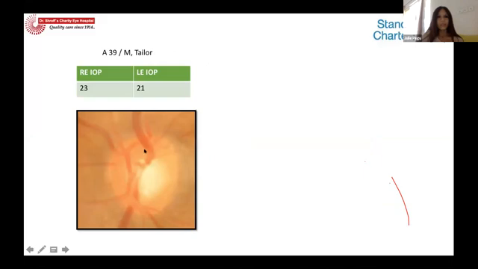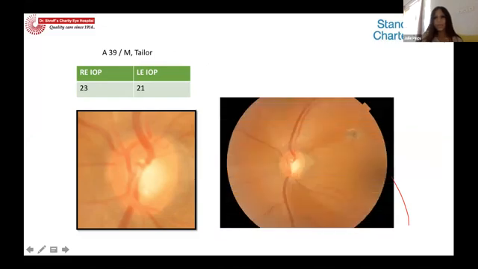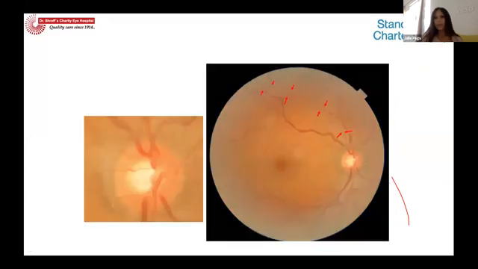So this is a 39-year-old tailor. You can see the pressures are not very high. If you look at the disc, it looks pretty healthy. But actually, when you dilate, you can see this RNFL loss which is present, and that actually confirms your diagnosis. This patient is definitely having glaucomatous damage, whatever the pressure.